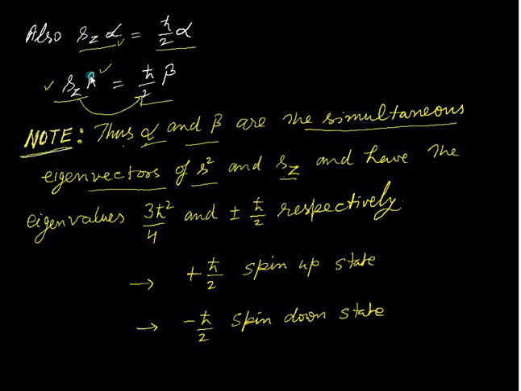Here Sz alpha and Sz beta are considered, and the eigenvalue of Sz is ħ/2. Thus alpha and beta are simultaneous eigenvectors of S squared and Sz, and have the eigenvalues 3ħ²/4 and ±ħ/2 respectively. In the case of alpha and beta, the plus-minus sign signifies the spin up and spin down state of the particle.